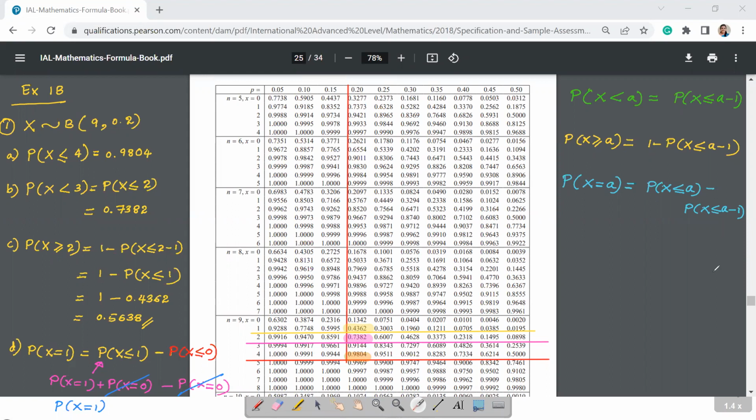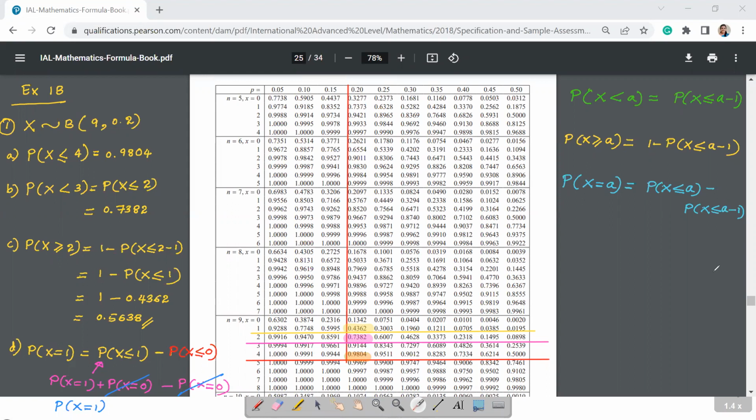Can you see? So x less than or equal to a, if you subtract the previous probability, you will get the probability only for x equal a. Okay, so that is if you use the table. Otherwise, of course, if you want to find a single probability value, you can always use the binomial probability equation, nCx p to the power x (1 minus p) to the power n minus x, because that can be used to find individual probabilities. That can definitely be done.